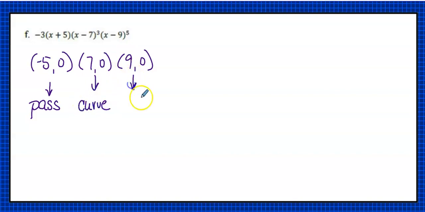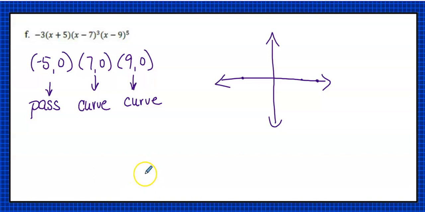And at 9, 0, it also curves, because anything above 1 that's odd is a curve. Okay, so let's see what this one would look like. This is a negative leading coefficient, and it is 5 plus 3 plus 1, so it is an odd degree. So negative odd means it's going to start up here somewhere. At -5, it's going to pass, so it's going to start somewhere up here, and it's going to pass through.